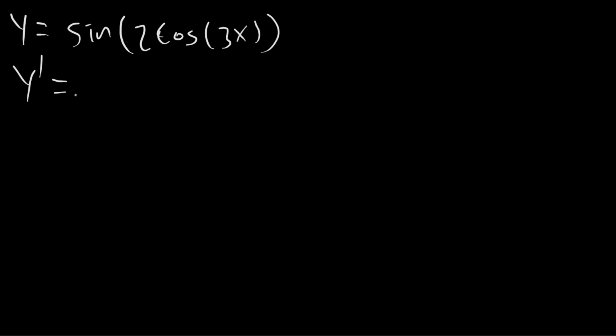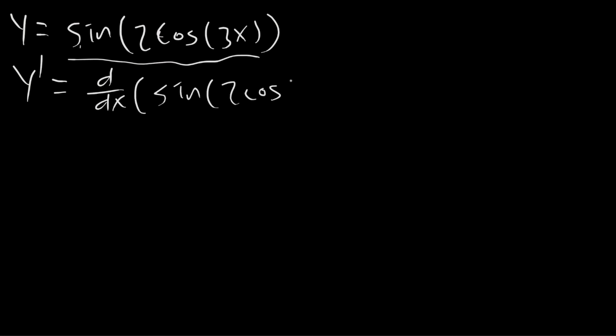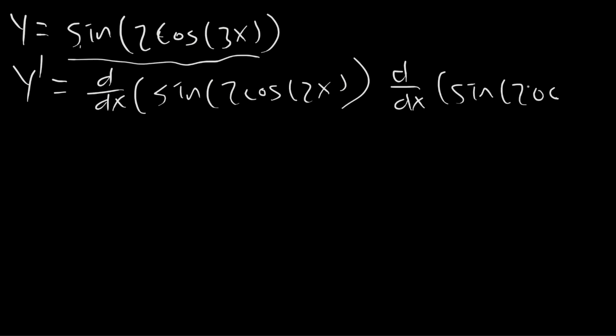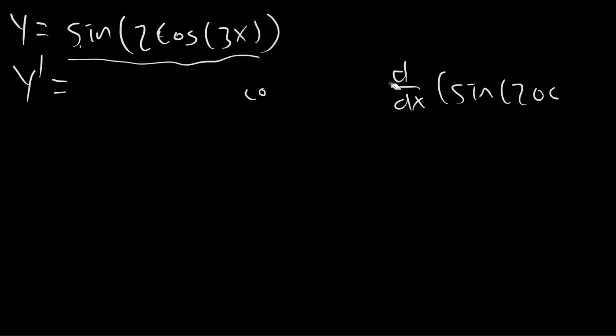y is equal to sine of (2 cosine 3x). What is the derivative of this quantity? So take the derivative of the outer function first, right, and then you can take the derivative of the inside. I'm not going to write it all out because it's just too long.